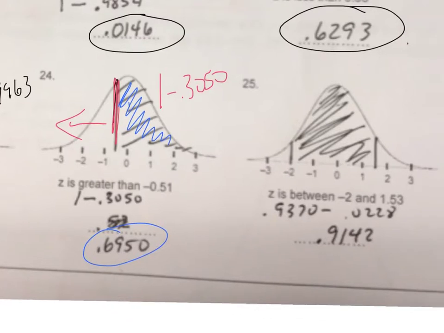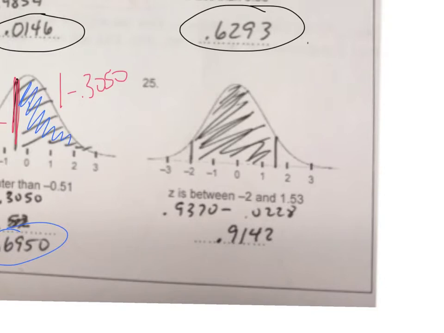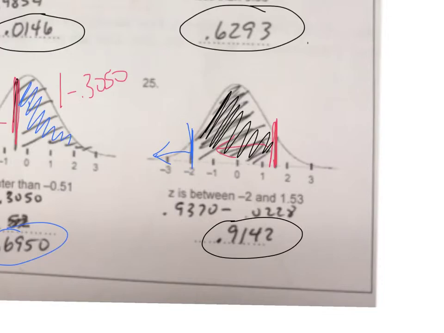And then finally, the last one, number 25, when you find the area between, all right, you take the area of the larger one, which is all of this, and you subtract the area of the smaller one, which is this. The result is what's in the middle, which is this. So you came up with 0.9142.